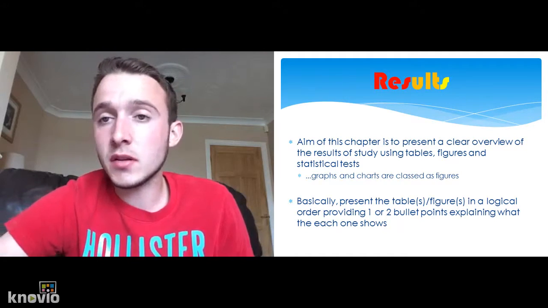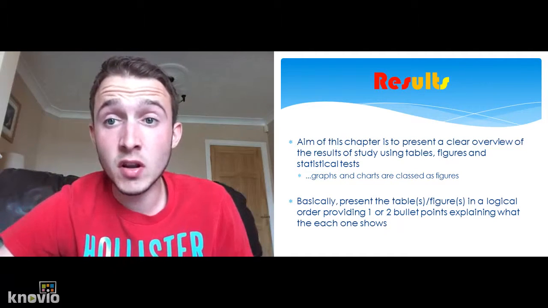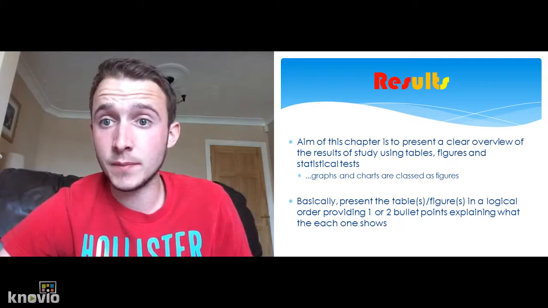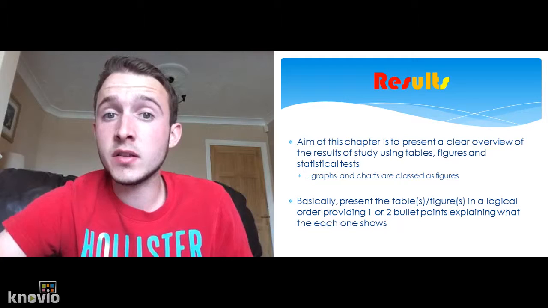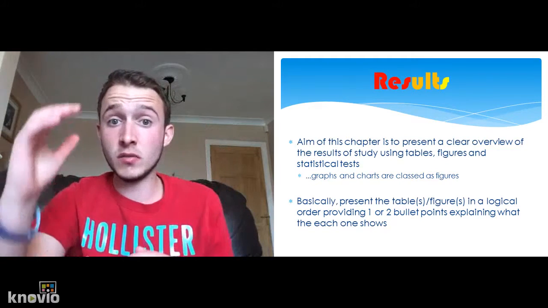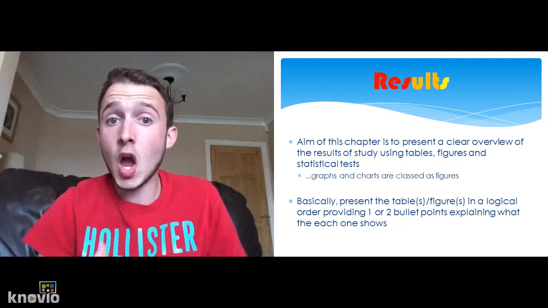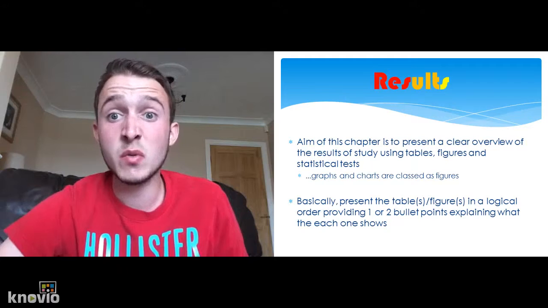So the aim of your chapter, as you can see on the screen, is to provide a clear overview of all the statistical tests that you've done, any tables and figures that you've included. Your basic premise of the results section itself is to think of a logical order in which you can present your information, so from table 1, table 2, table 3, so that it provides the best way of telling the story of your project to the reader, pretty much.